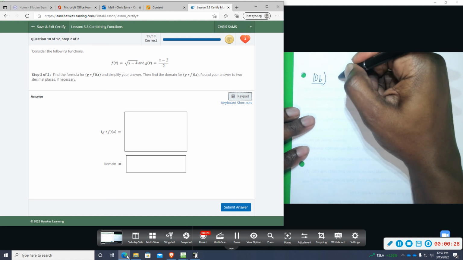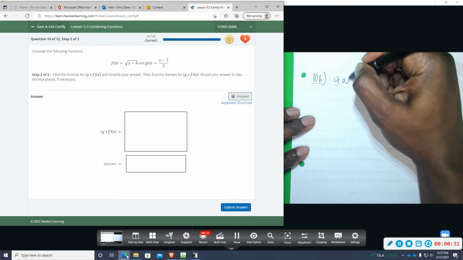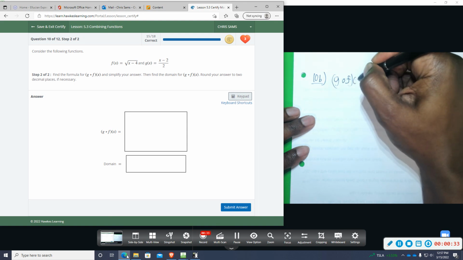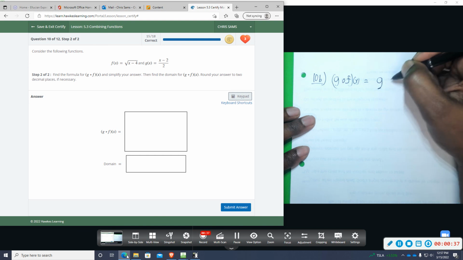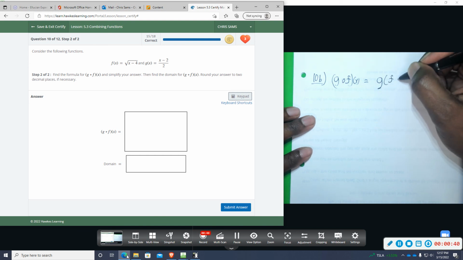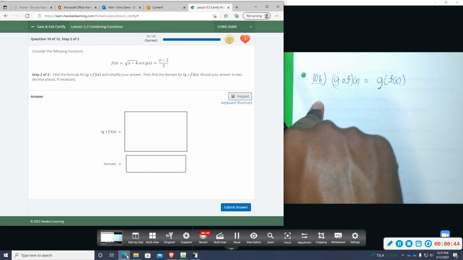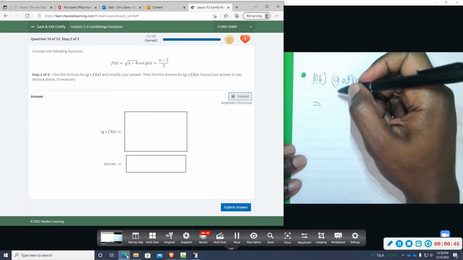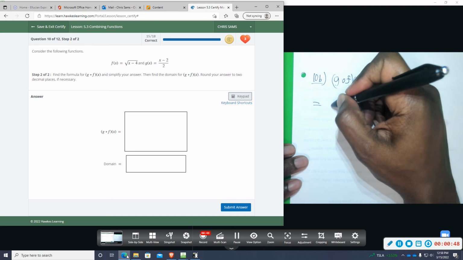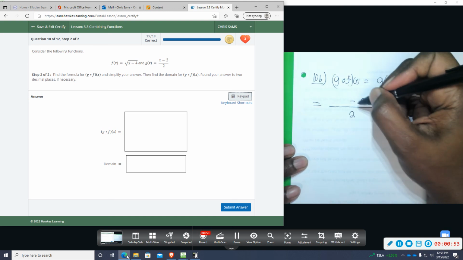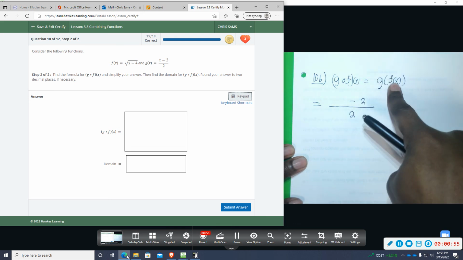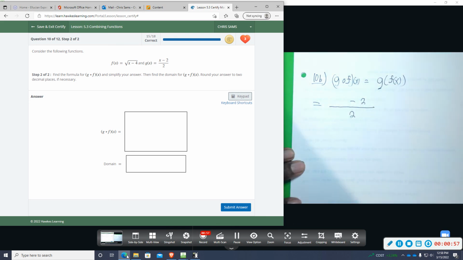So we want to do G composed of F this time, which means we're going to start with G being our outer function, and then we're going to plug in the F equation into G. So the G equation is x minus 2 over 2, so leave a blank space for x minus 2 divided by 2, and in the place of x we're going to replace it with the F equation, and the F equation is the square root of x minus 4.